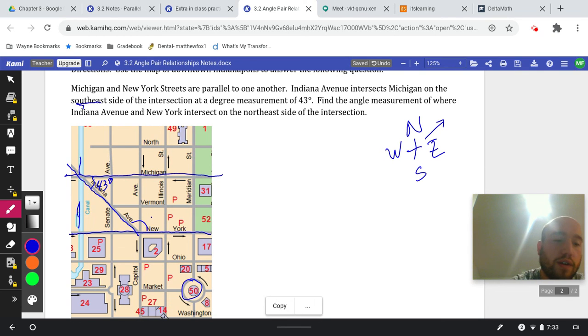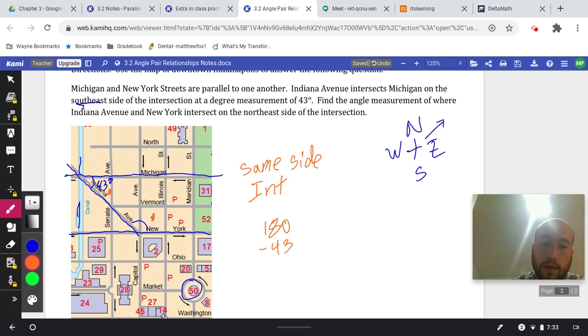So if we think about these two angles, those would be an example of same side interior or consecutive interior, which means, hopefully you know, they are supplementary. So all we have to do is 180 minus that 43, and we will get 137 degrees is what fills in right there.